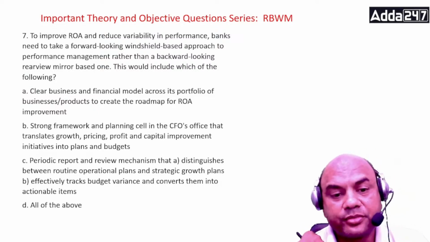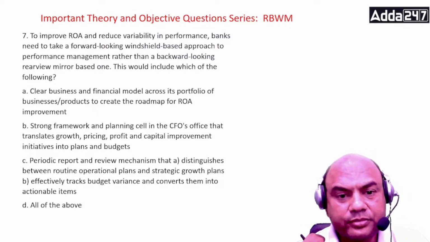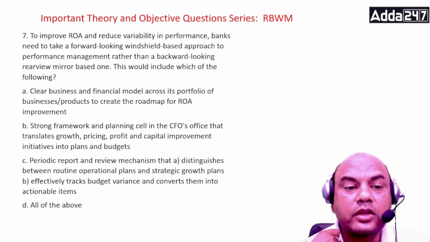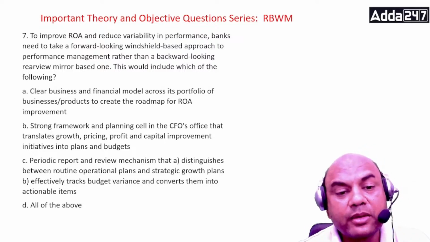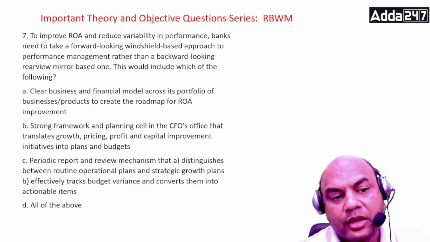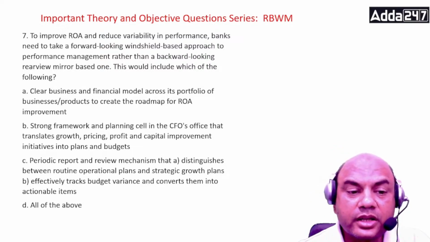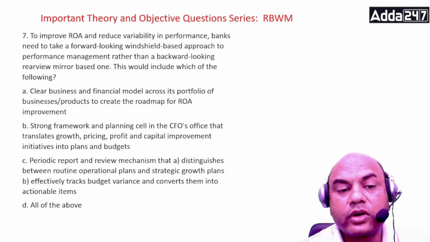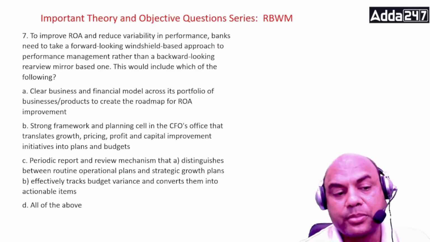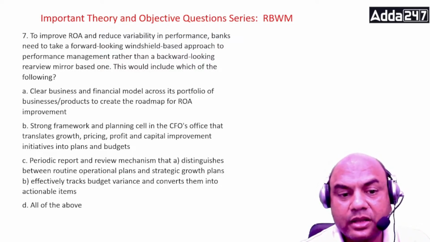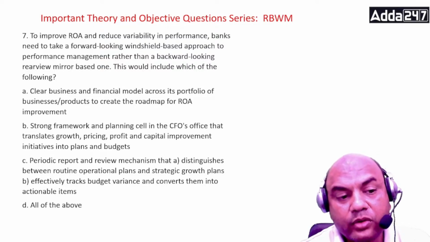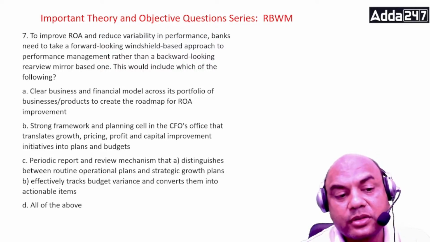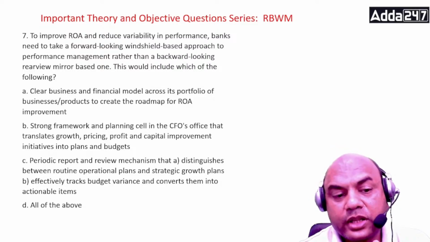This is a big one. To improve the ROA, or return on assets, and reduce variability in the performance, banks need to take, it's a sort of case study, a forward-looking windshield-based approach to performance management rather than a backward-looking rear-view mirror-based one. This would include which of the following?